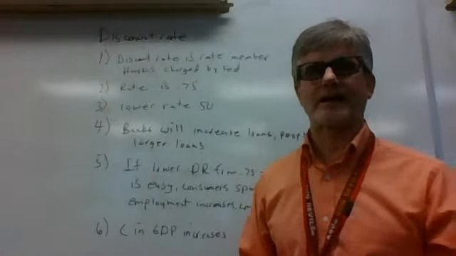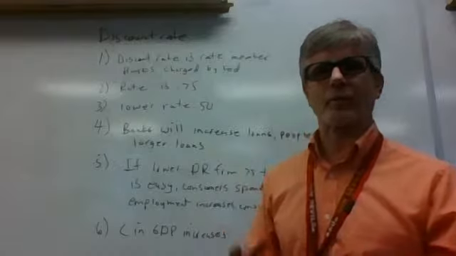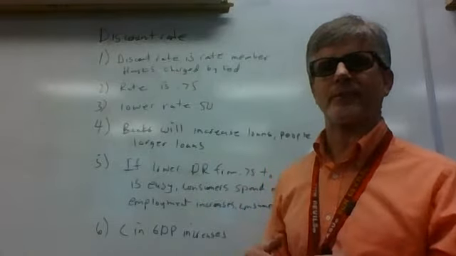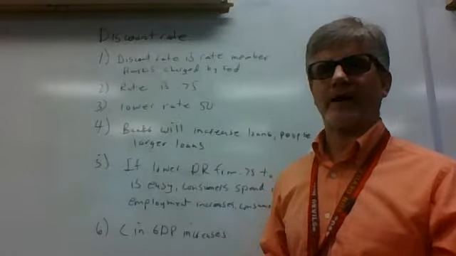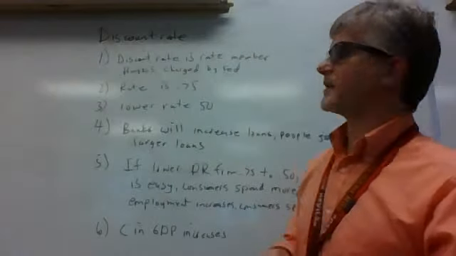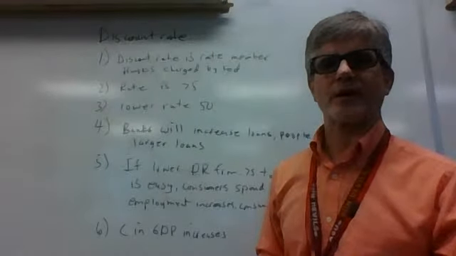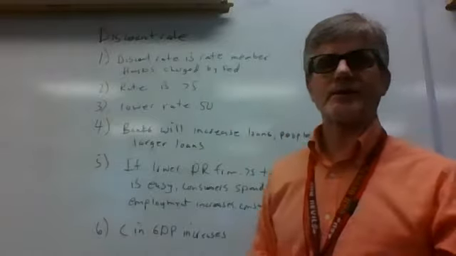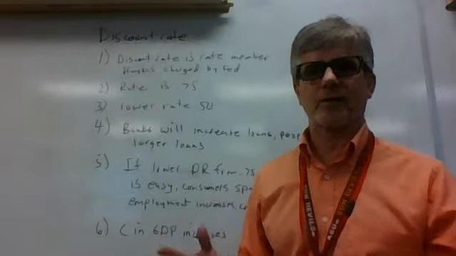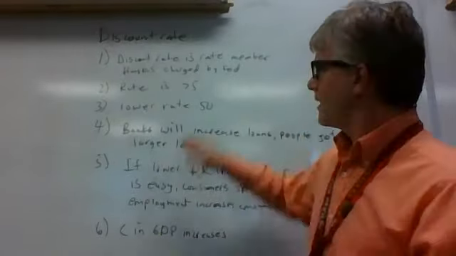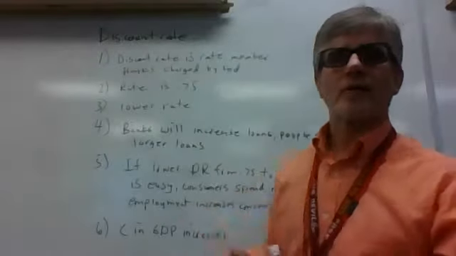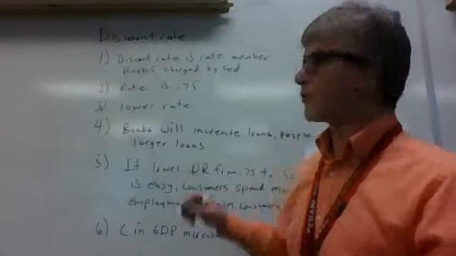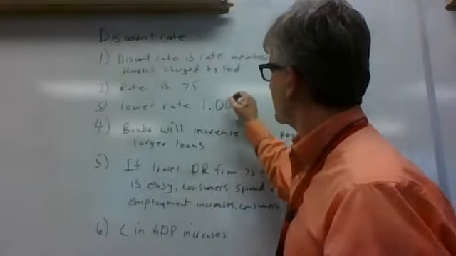Now, what if we were going to fight inflation and lower GDP? Well, we do the exact opposite, but let me go through the steps. So we're basically going to decrease GDP, and we're going to fight inflation. The discount rate is the interest rate that member banks are charged by the Fed. That stays the same. Step 2, the rate is 0.750. That is what it is currently today. That stays the same. But what we do is we don't lower the discount rate. We're going to raise it. We're going to raise it to 1.0.